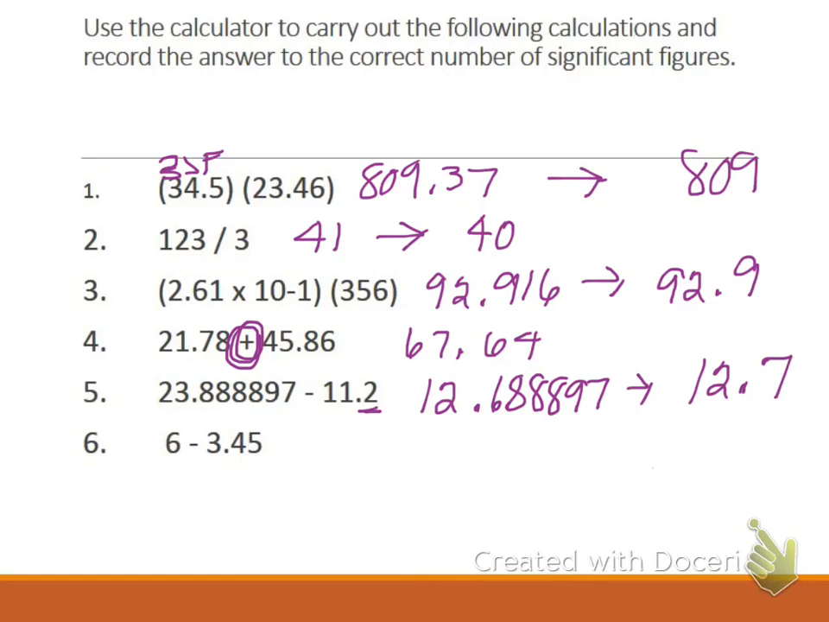Yeah, this is easy. And then 6.35 minus 3.45 works out to be 2.55. But I need no decimal places, so how would I report that number? I would say 3.